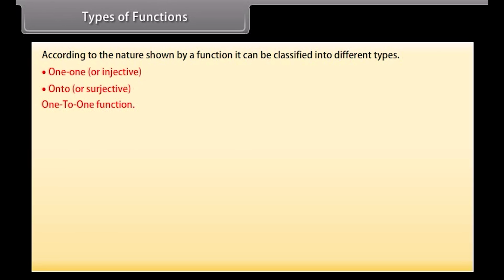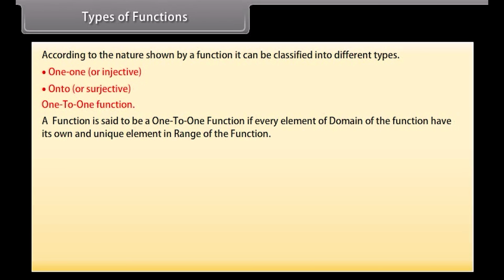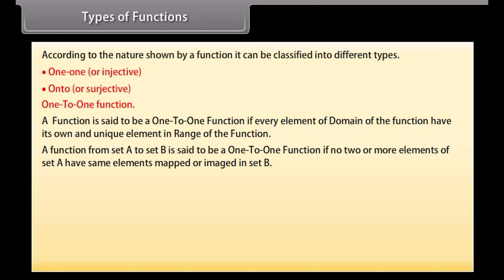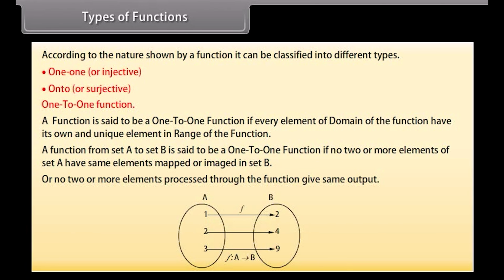One-to-one function. A function is said to be one-to-one if every element of the domain of the function has its own and unique element in the range of the function. A function from set A to set B is said to be one-to-one if no two or more elements of set A have the same element mapped or imaged in set B, or no two or more elements processed through the function give the same output.